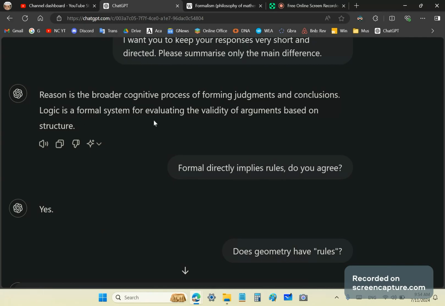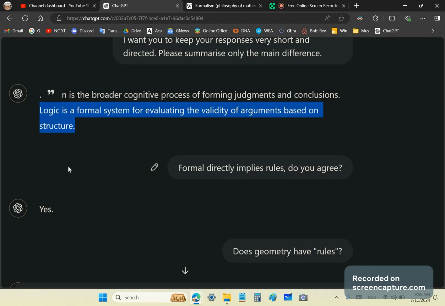Logic is a formal system for evaluating the validity of arguments based on structure. Now, that's an argument that is misleading. What this definition really says is that formality or logic implies rules. Rules are requirements that humans make up. So, for example, if somebody else had to think of geometry, they would have to have the same rules as humans, which is impossible, because geometry doesn't require rules at all. So formal directly implies rules.